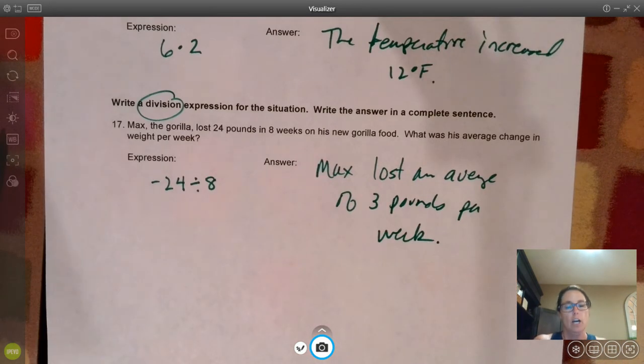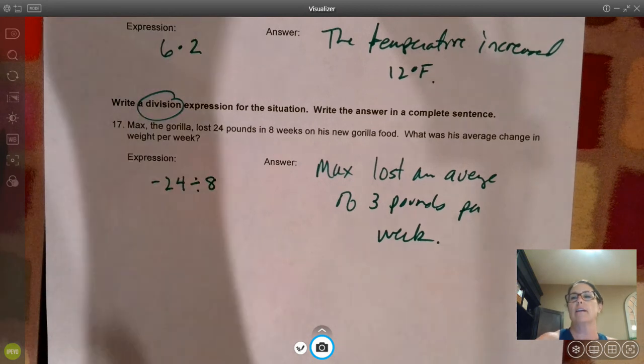Okie dokie, guys, that was 2.2b. So we are now on to the next lesson in section 3. It's a little bit tougher because we're going to be introducing fractions. Thanks, guys.